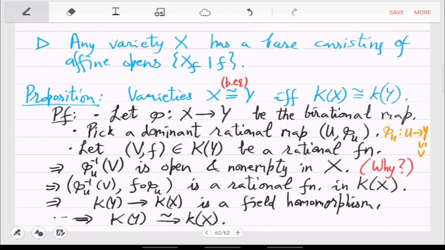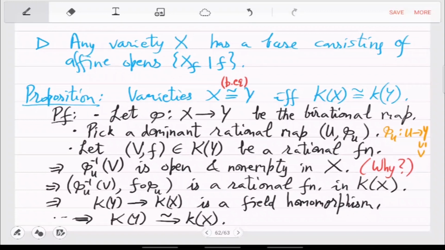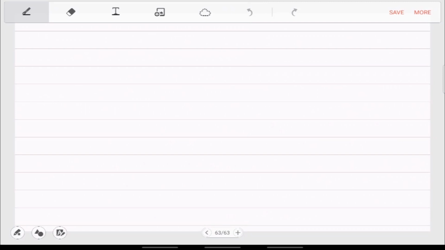You go from variety to the function field. The converse of this is a bit easier. Any questions here? I hope you can fill in that detail. Okay, so let's go to the converse. So let's take a field isomorphism psi, Ky arrow Kx.